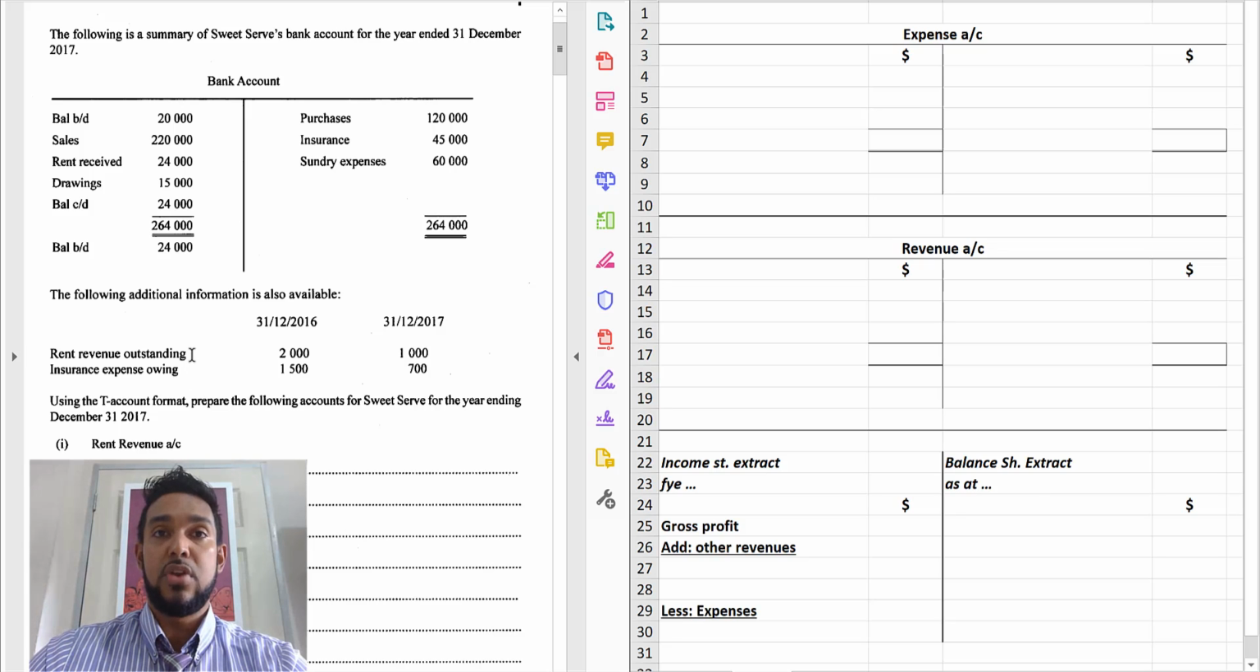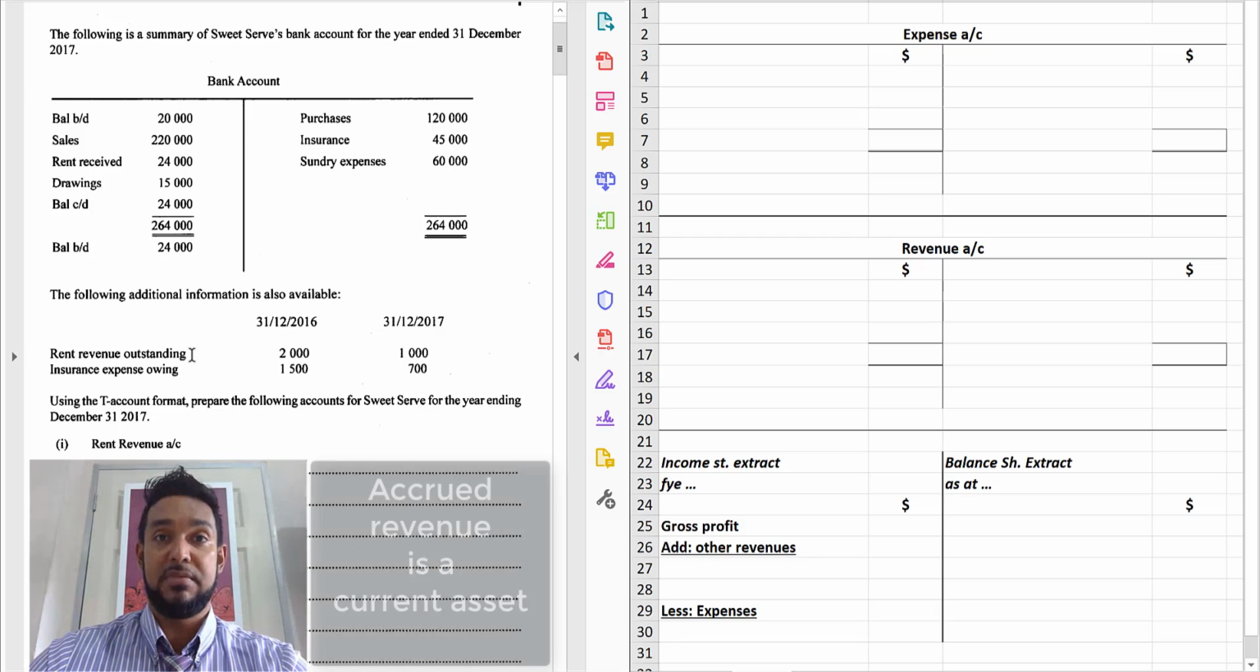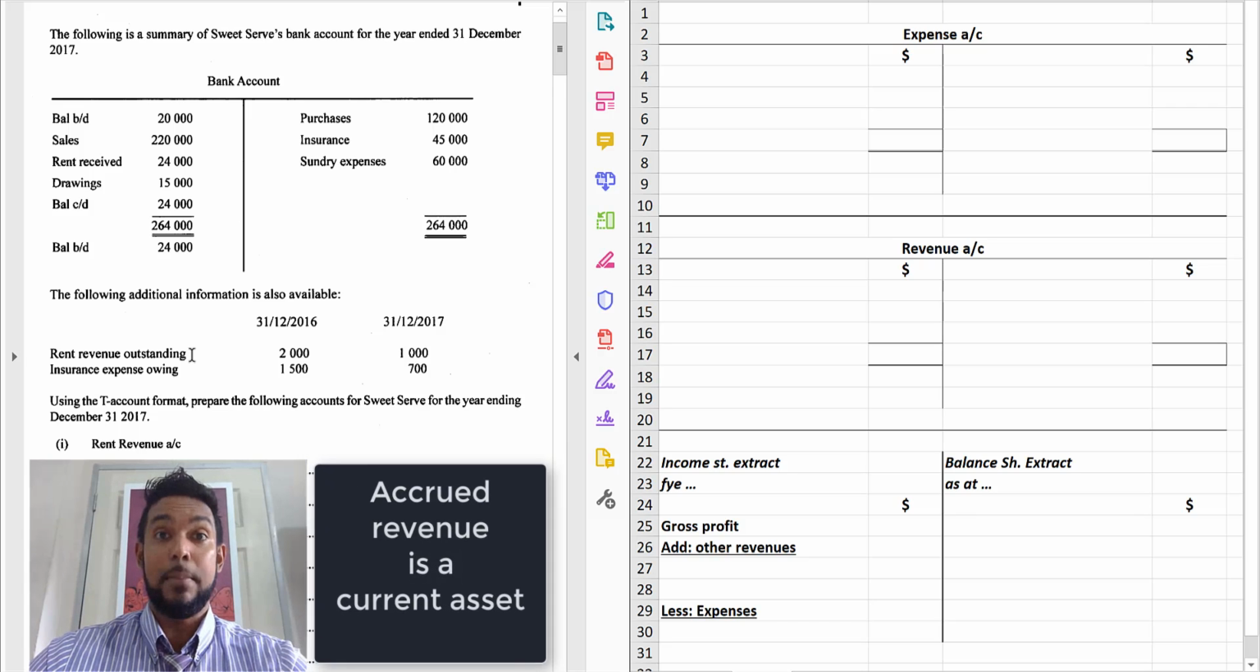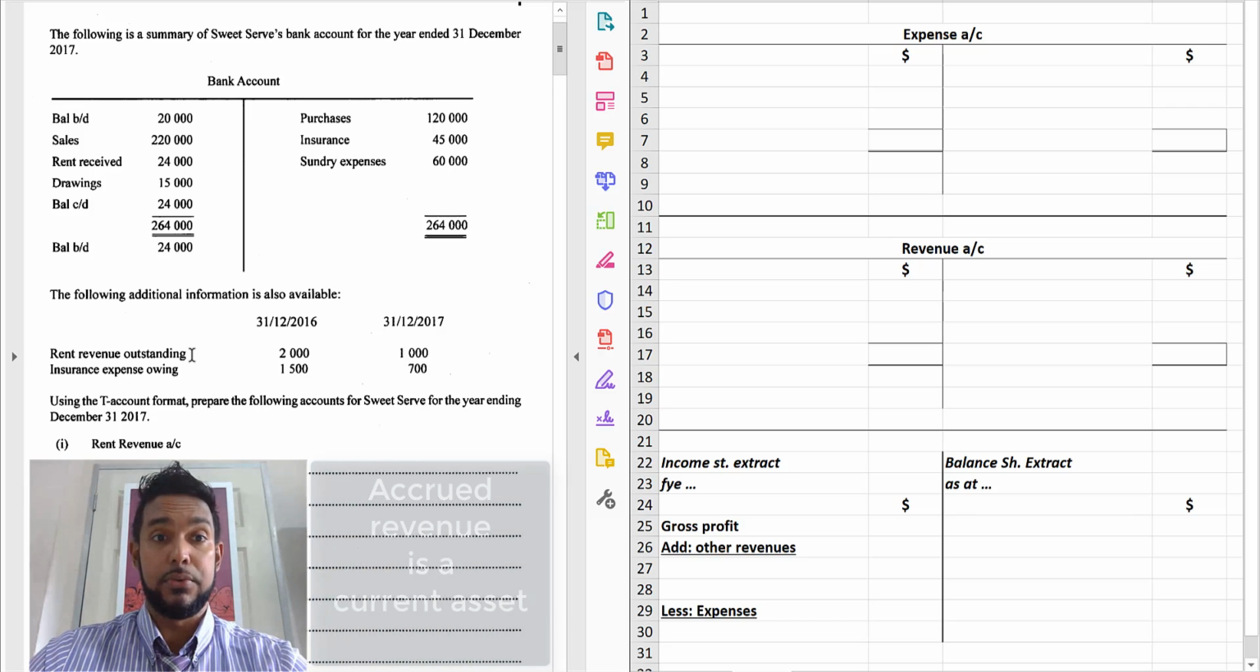Revenue outstanding or accrued revenue is money owing to us for a service we have provided in the past, which means somebody owes us money, therefore we classify that as an asset. And that means we're going to bring it down on the debit side of the account.